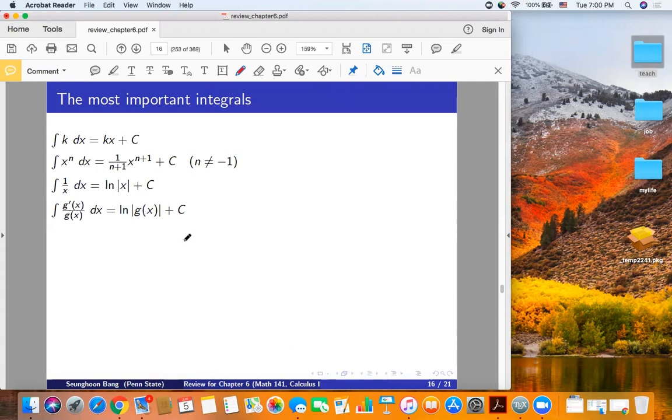Does this make sense? But why is this true? I want to use u substitution. g of x is u, and du is... yes, the integral of 1 over x dx always uses the absolute value. But in this case, I'm going to give one example.